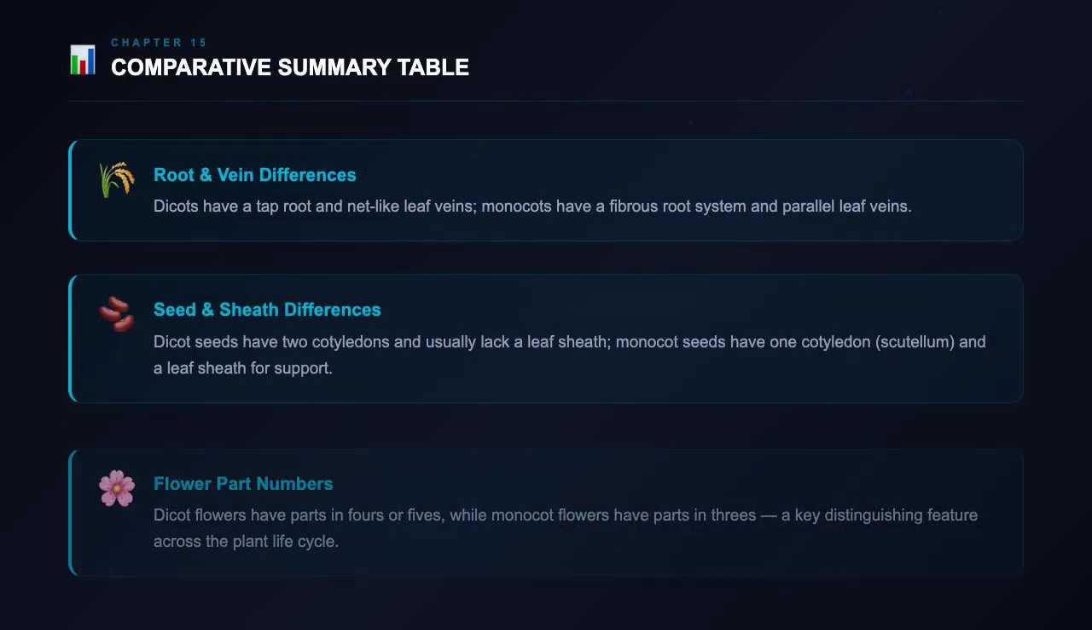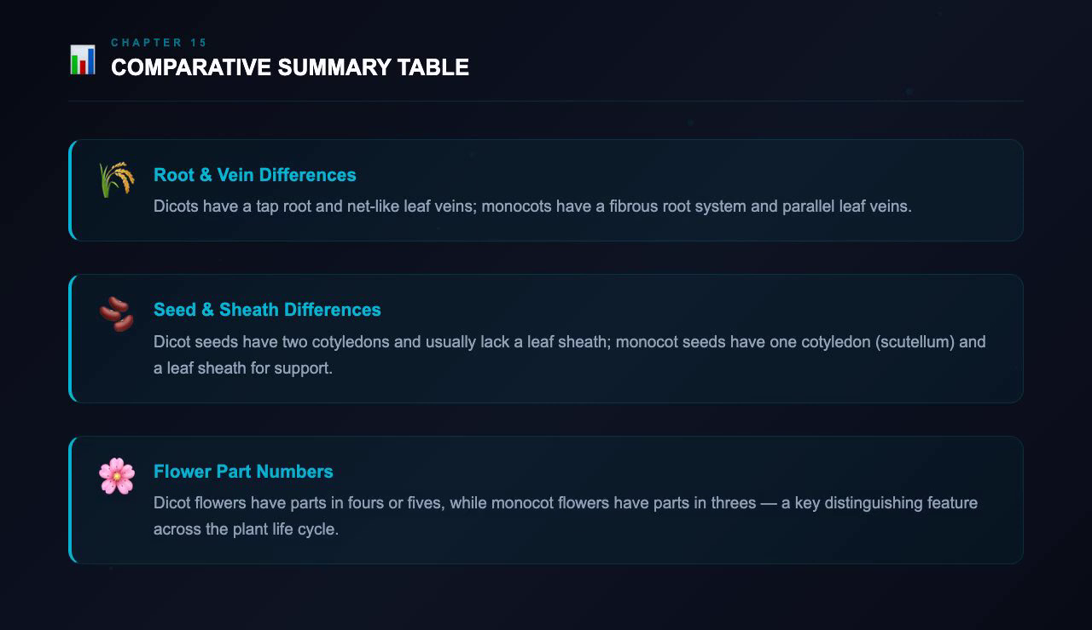Dicotyledonous and monocotyledonous plants have key differences. Dicots have a taproot with smaller branching roots. Monocots have a fibrous root system with many similar-sized roots. Dicot leaves have a net-like pattern, while monocot leaves have parallel veins.